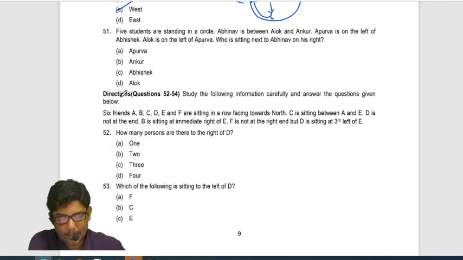Now, next one. 5 students are standing in a circle. Very good.